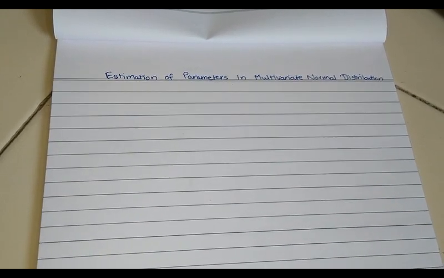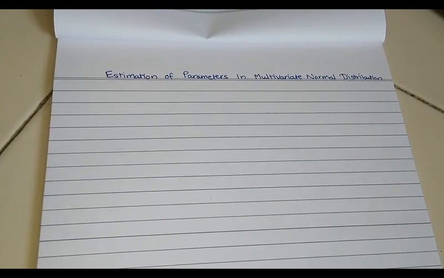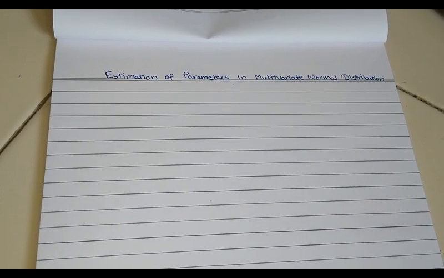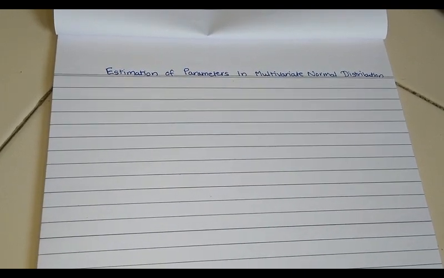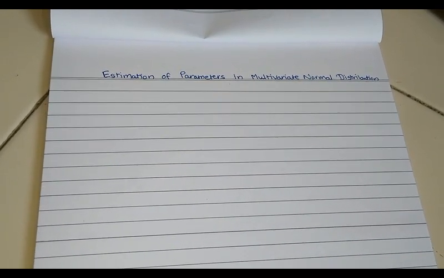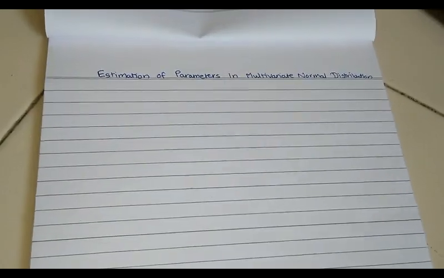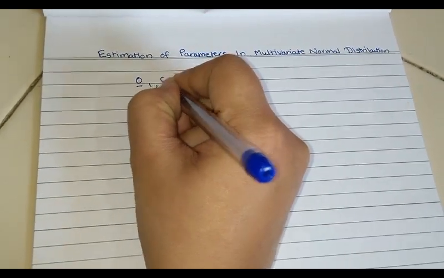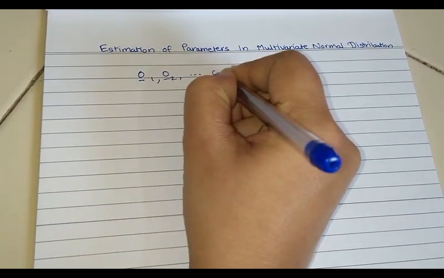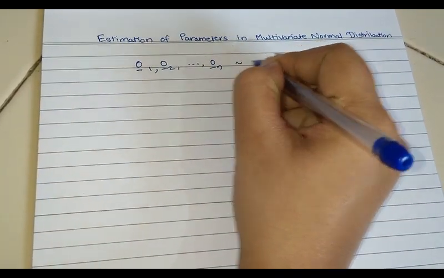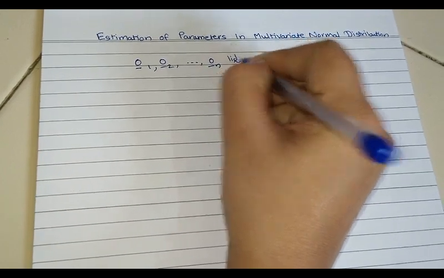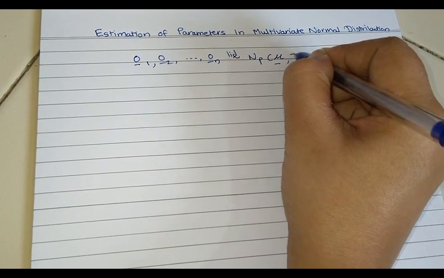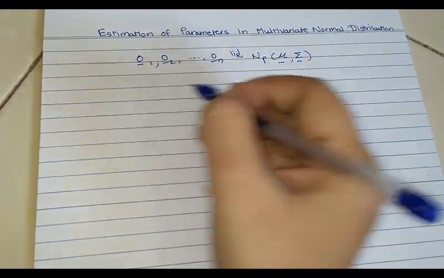Today we will discuss estimation of parameters in the case of multivariate normal distribution. So we have to have a sample first, and on the basis of that sample we will try to estimate the mean vector and the variance covariance matrix. So let me have O1, O2 up to On as IID observations coming from p-variate normal with mean vector mu and variance covariance matrix sigma.